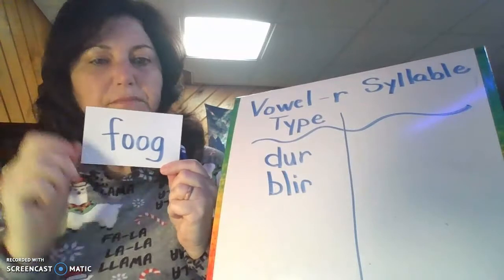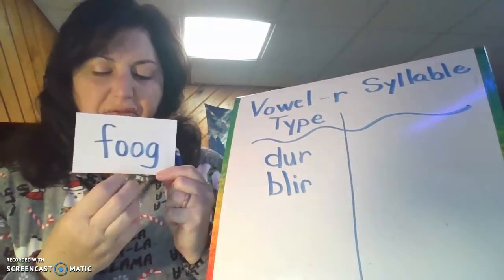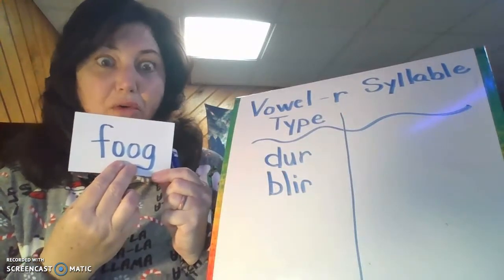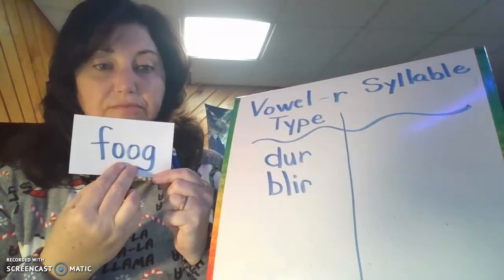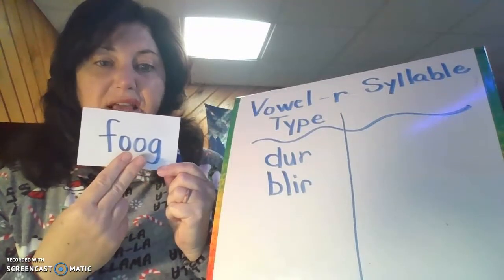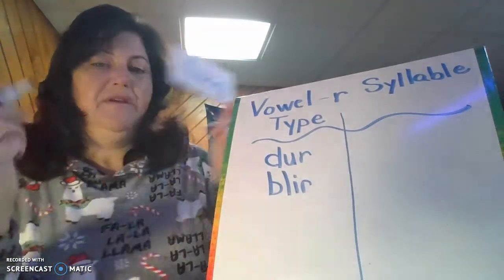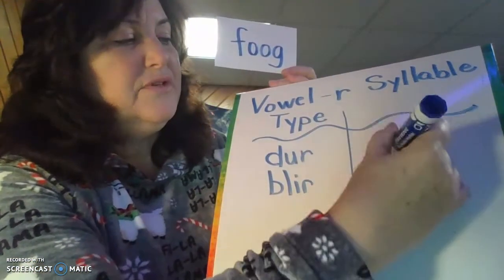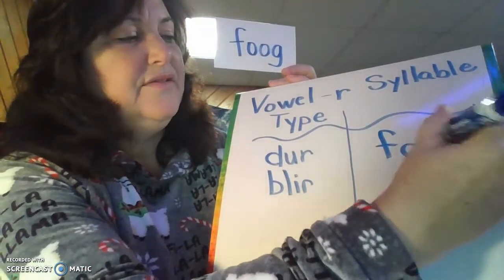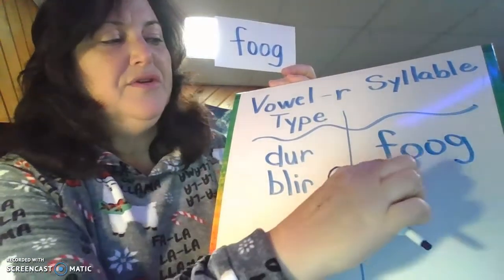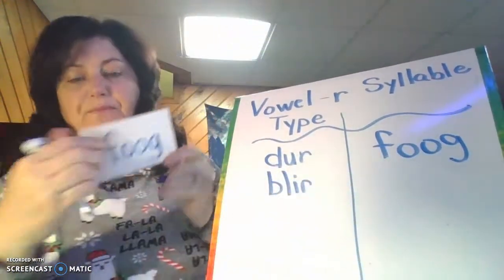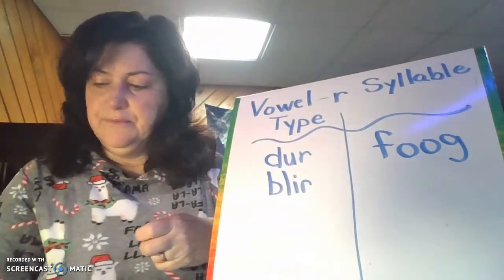Okay. Find my vowels, and I see two. This tells me this is a vowel team, so this is not a vowel R syllable type. That's a vowel team where it's going to say ooh. That's a foog.